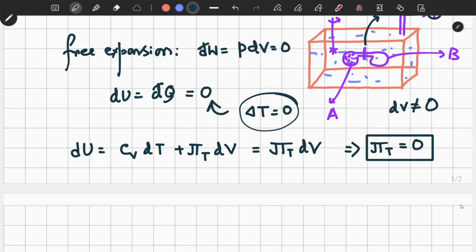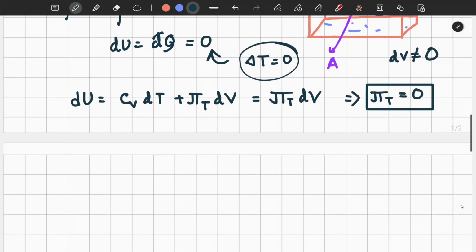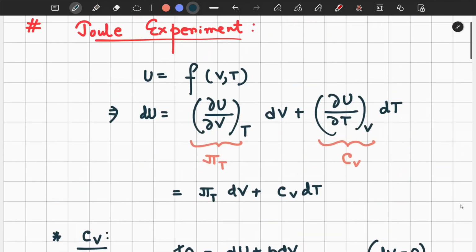This is a real gas. This is not an ideal gas. For an ideal gas also, pi T is 0. That is what Joule obtained from the experiment, but it was not true. For a real gas, pi T is not 0. So this is called Joule's law, that pi T is 0. This experiment is called Joule's experiment.